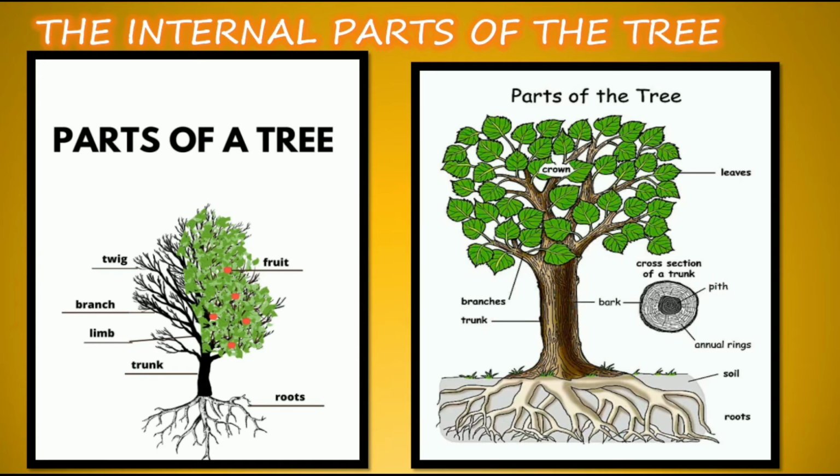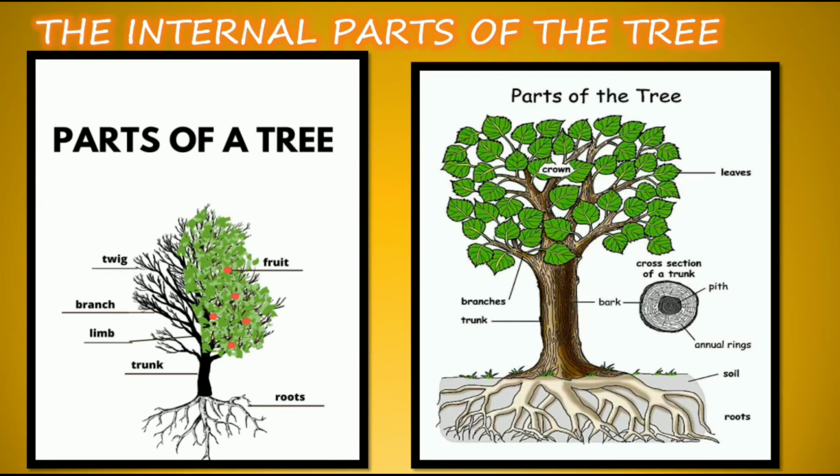Next comes pith. Pith is a thing that is present inside the bark part. It is used to transfer nutrients throughout the plant and it also helps to store them in the cells.